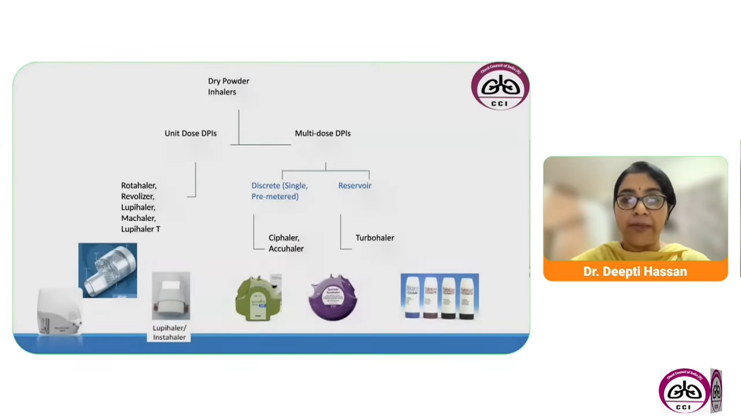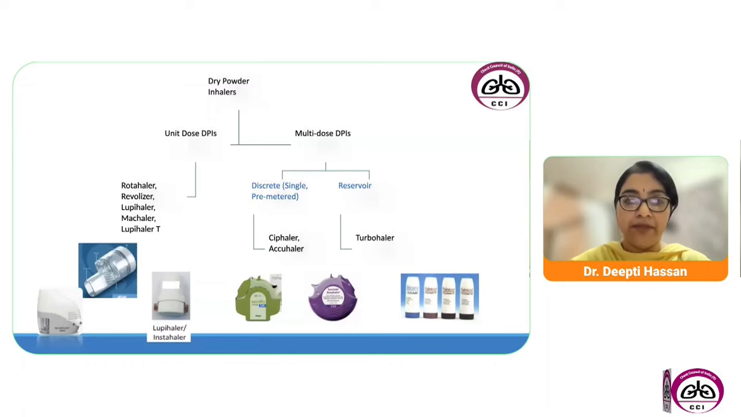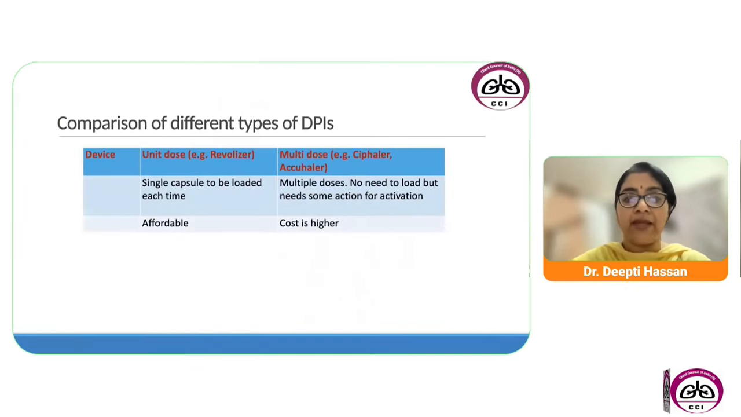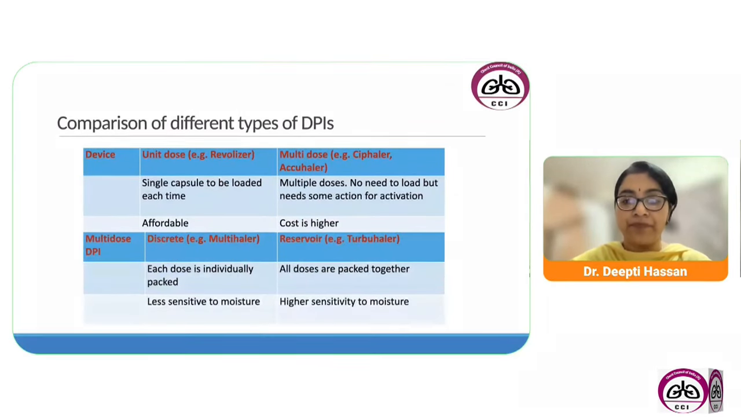So these are the dry powder inhalers which are available. We have the unit dose DPI and the multi-dose DPI. In the unit dose, we have Rotahaler, Rebolizer, Loopyhaler, Backhaler. And in the multi-dose, we have the Siphaler and the Turbohalers. So the unit dose means only a single capsule can be loaded, whereas multi-dose means you have multiple doses and there is no need to load. So even that affects the affordability.